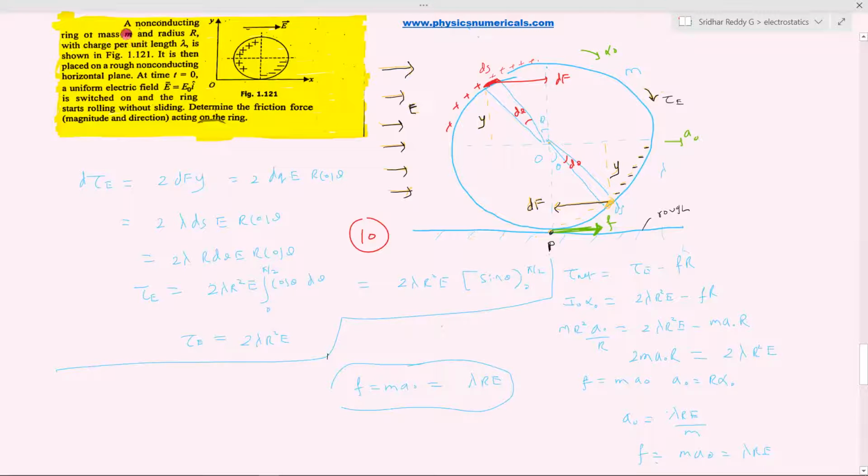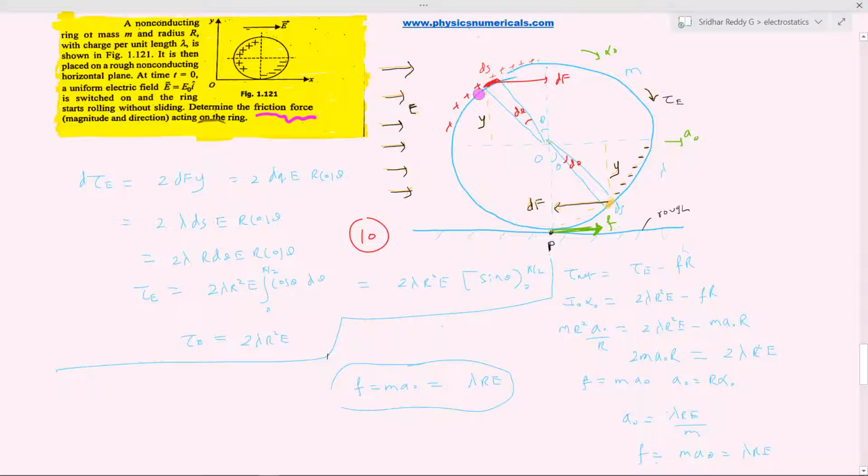A non-conducting ring of mass m and radius r with charge per unit length lambda is as shown. So there's a charge present only in this region, in this quarter, positive charge, and here a negative charge is present. Then I'll switch on an electric field E equal to E naught i cap, and the ring starts rolling without sliding. Determine the frictional force, magnitude and direction, acting on the ring.